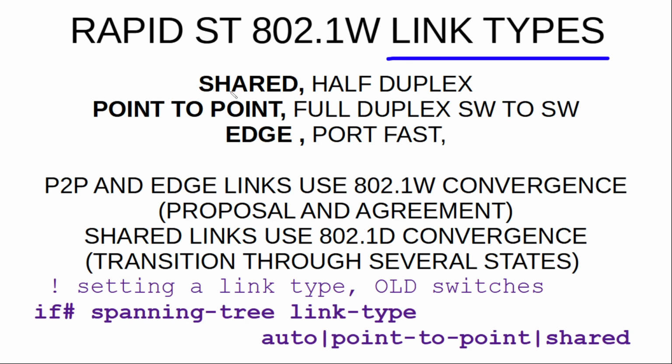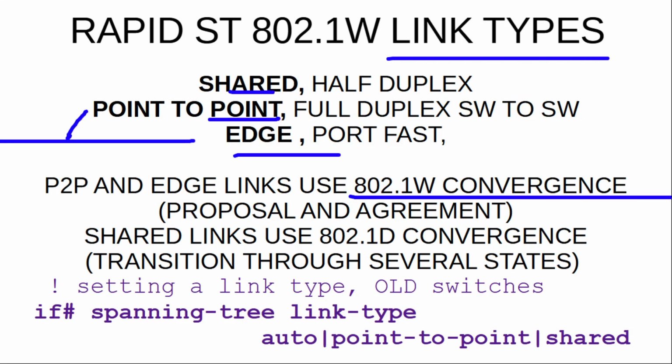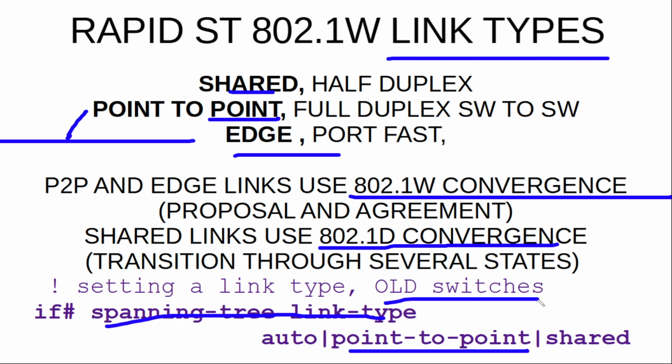Now, this is a rapid spanning tree thing which classifies link types. We have shared, point-to-point, and edge. And these two, point-to-point and edge, will use rapid convergence, and shared links will use traditional convergence. If your switch is unable to detect, for instance, a point-to-point link, you can configure that manually using the command spanning-tree link-type point-to-point. This happens usually on older switches. More recent switches are able to detect these link types.